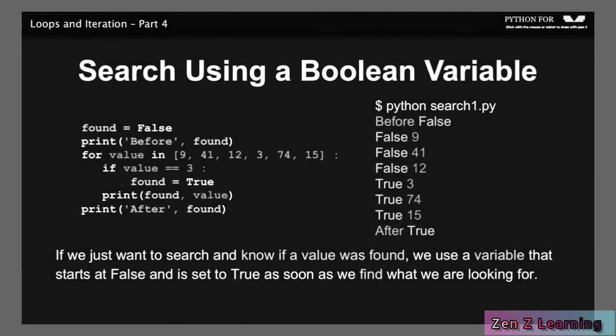Now, if we were a little tricky, we would realize that we could put a break right here. Right there. Because once it's true, it's not going to go back to false, so we could stop. So we've done a bunch of different things, right? We found the largest, we searched for a value, we did some sums, we did some averages, and now we're going to do the smallest value.